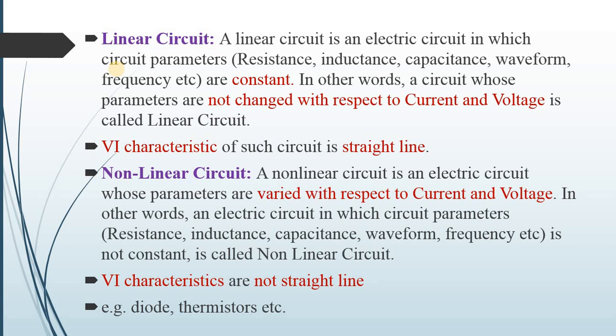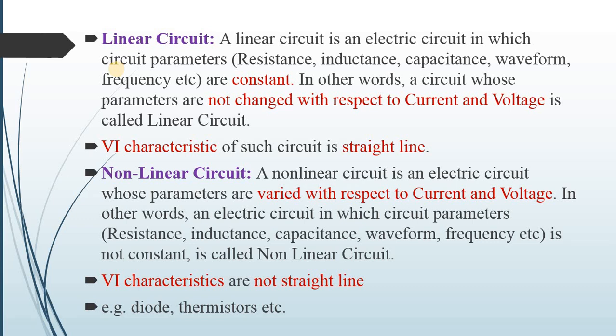The next classification is linear circuit and non-linear circuit. A linear circuit is an electric circuit in which circuit parameters, that means resistance, inductance, capacitance or frequency, are constant. That means a circuit whose parameters do not change with respect to changes in voltage and current is called a linear circuit. In a linear circuit, the relation between voltage and current is a straight line.